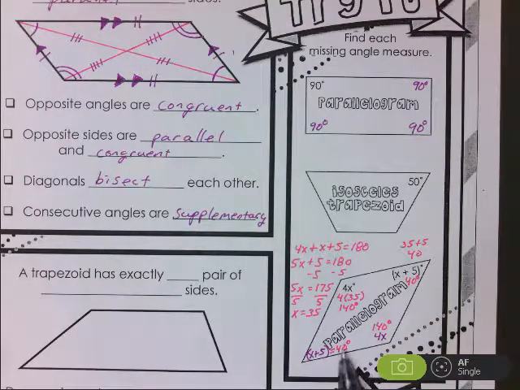So now I'm going to check supplementary. Consecutives have to be supplementary, so 40 plus 140 is 180. So it does work. My opposites are congruent to each other. My consecutives are supplementary. So I know that my answers are correct.